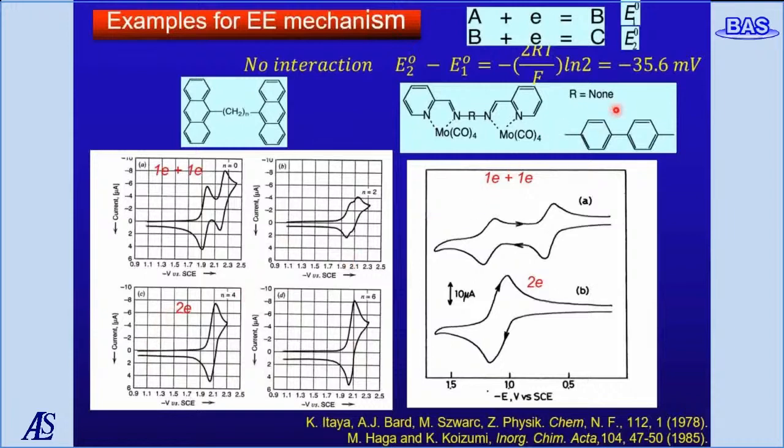The second example is a dinuclear molybdenum tetracarbonyl complex with a bridging alpha-diimine pyridine imine ligand. When the two pyridine imines are directly connected in the dinuclear molybdenum complex, two well-separated one-electron reduction waves are observed. But when a diphenyl connecting group is inserted, the interaction decreases, which leads to a one-step two-electron wave.